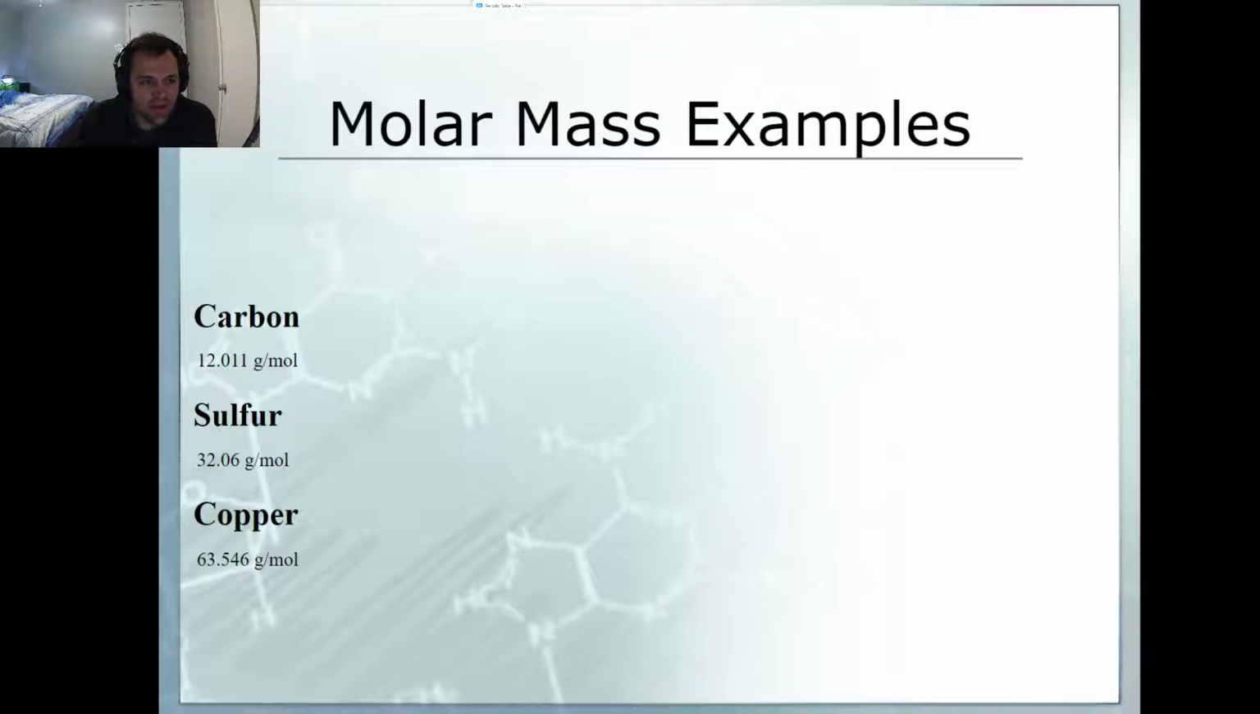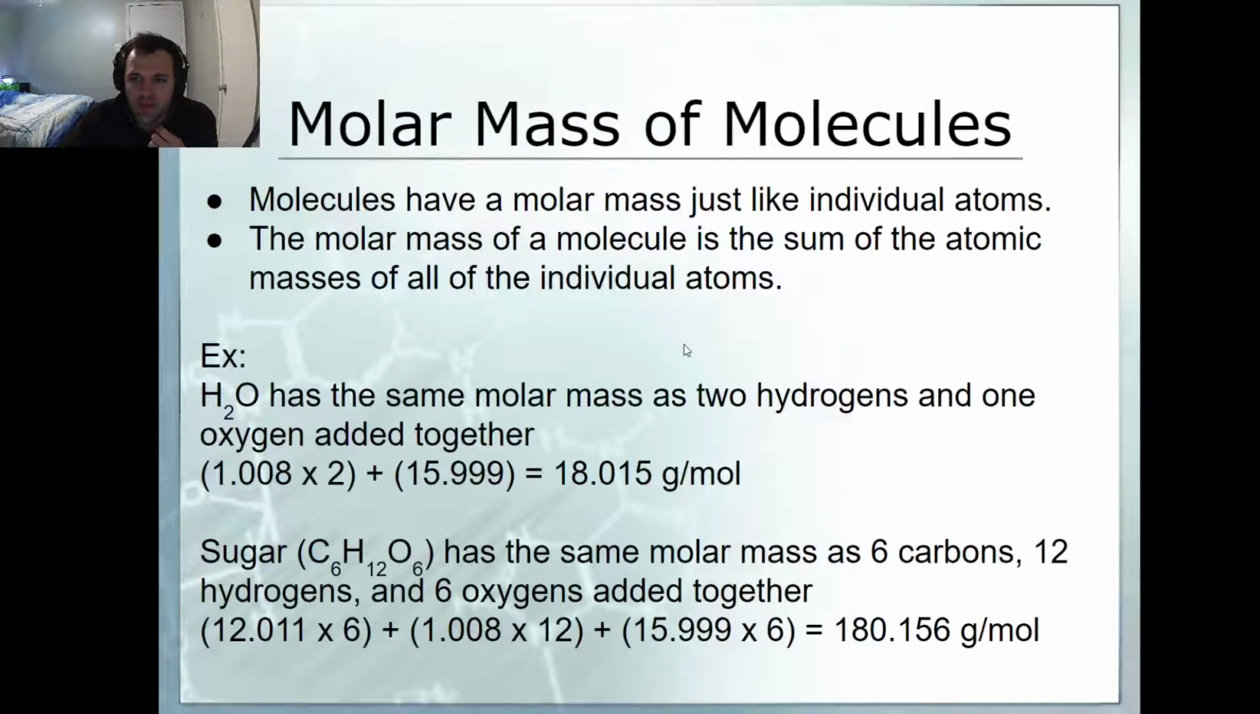Alright, the part where this gets a little tricky is that you can also use it to find what's called the molar mass of a molecule, not just individual atoms. So the molar mass of any given molecule is the sum of the atomic masses of all those individual atoms. So water, for example, that has a formula of H2O, 2 hydrogens and 1 oxygen, would just have the molar mass of all those atoms added together.